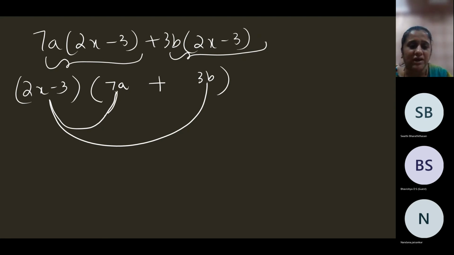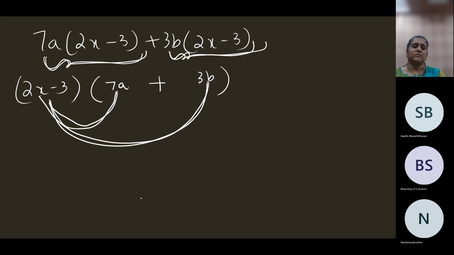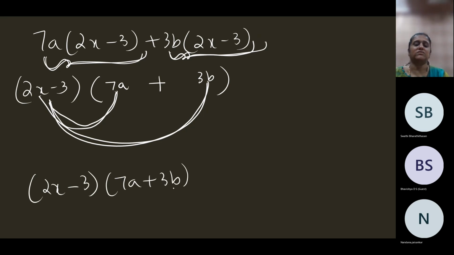See here, 7a into 2x minus 3, 3b into 2x minus 3. So this is the answer, children. Only one line, 2x minus 3 into 7a plus 3b. This is the answer. You can see it's a product of the factors 2x minus 3 into 7a plus 3b. Factorize means the final answer should be a product of the factors.